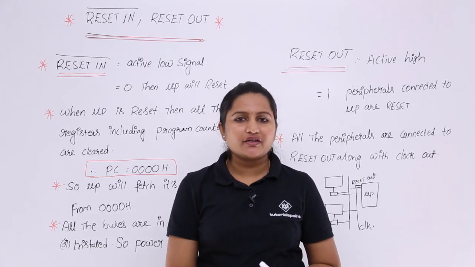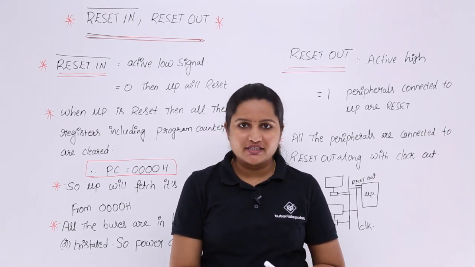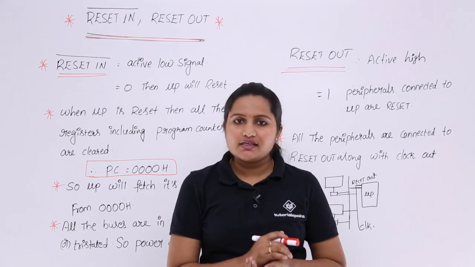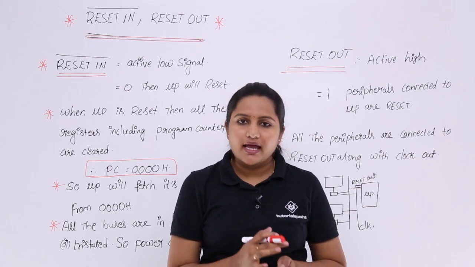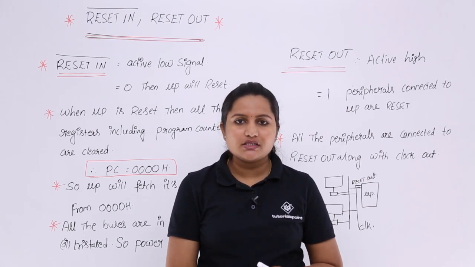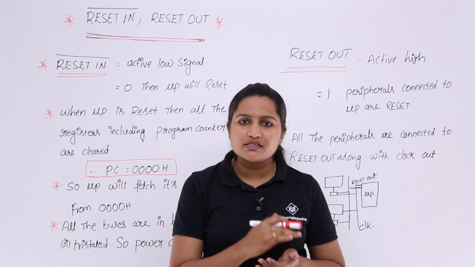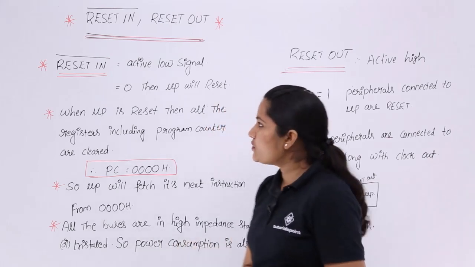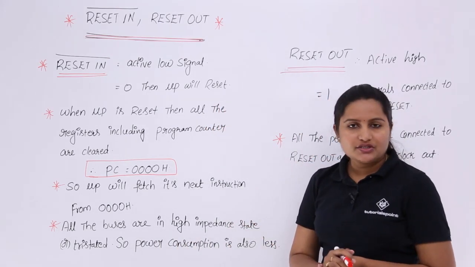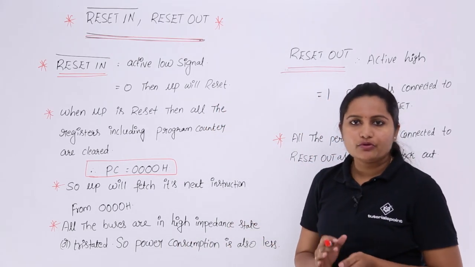In this video, we are going to discuss two more pins of the 8085 microprocessor, that is RESET IN and RESET OUT. Actually, these two pins are reset pins. One is for resetting the microprocessor and another is for resetting the peripherals connected to the microprocessor. So, coming to RESET IN, this is generally used to reset the microprocessor itself.